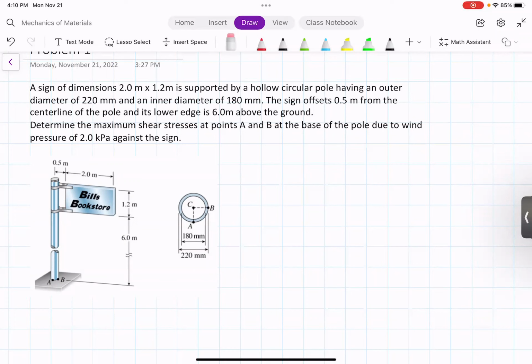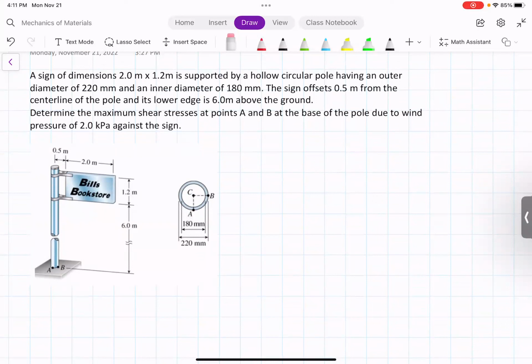All right, hello everybody. Now we are going to look at a problem which is about combined loads. In this case, what we have is a sign that is subject to a certain wind. The sign is also connected to a certain pole, and because of the wind, a load is applied on the sign and then as a consequence on the pole. And then basically what we have to do is determine the value of the stress at 2 points that are located on a cross section on the base of the pole.